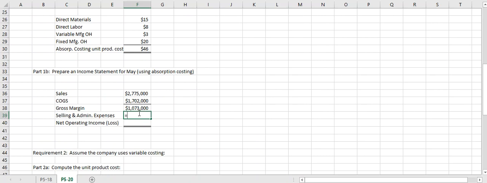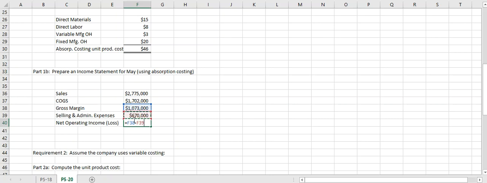We're going to take the $559,000, which is our fixed selling and administrative expenses, and we're going to add to that our variable selling and administrative expenses. And those were $3 per unit times the number of units that we sold, which was 37,000 units, gives us selling and administrative expenses of $670,000.